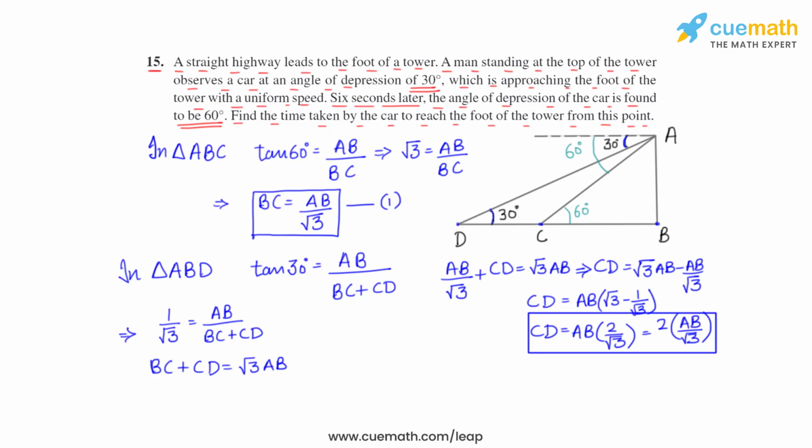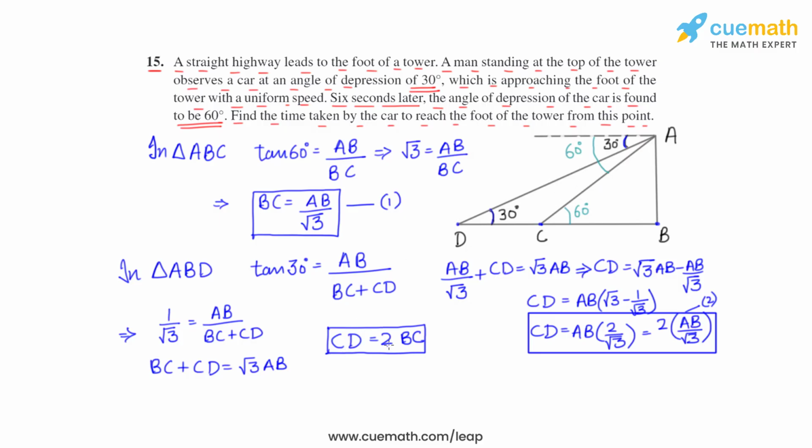From equation 2 and equation 1, we can see that CD is twice of BC. This is the relation we have got between CD and BC. This distance CD is twice of BC, although it does not look like that in the figure, because the figure is a rough diagram.